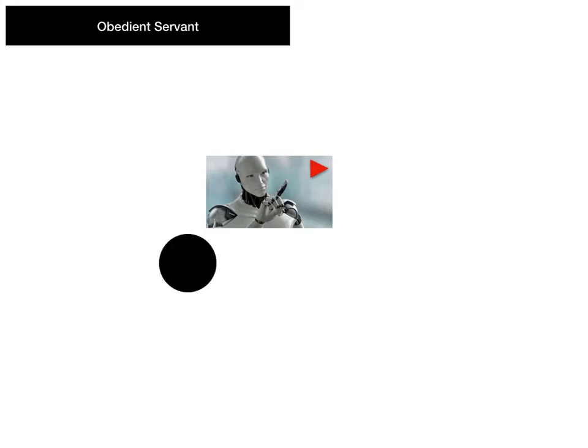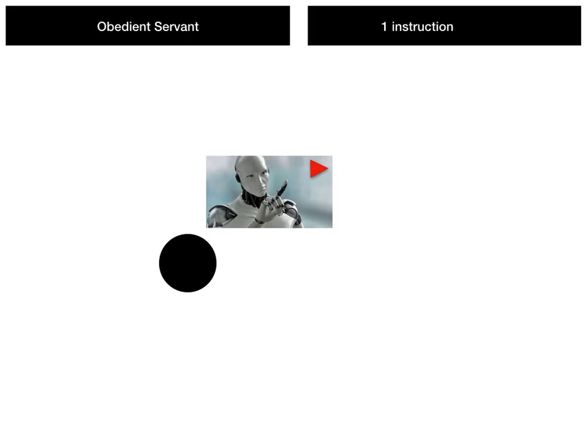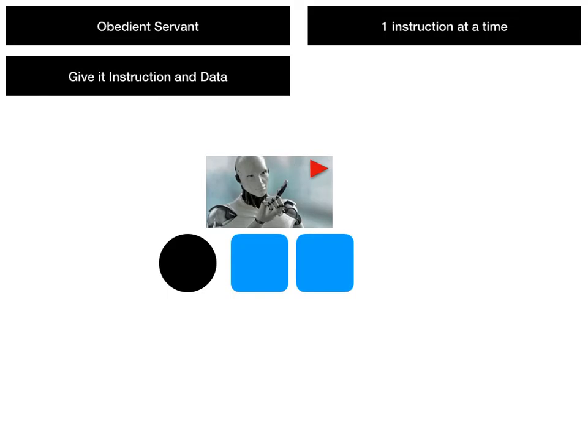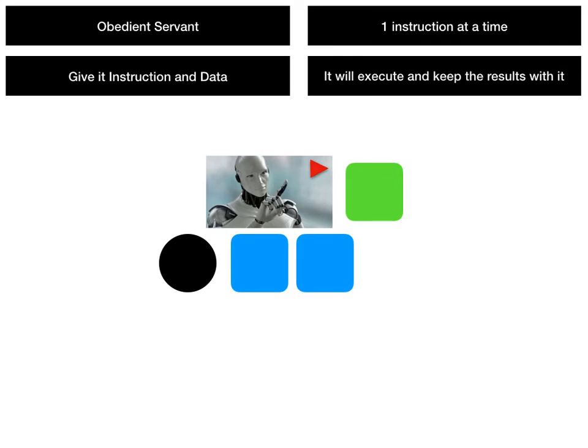All that it takes is an instruction, one instruction at a time, and the data that you need for that instruction. So give it an instruction and data and ask it to execute. The moment you ask it to execute, it executes and stores the results with it. We'll give an example with an add operation.